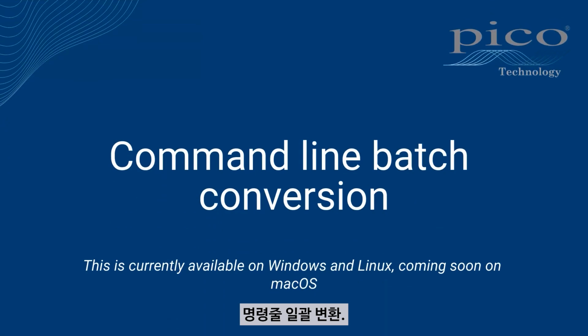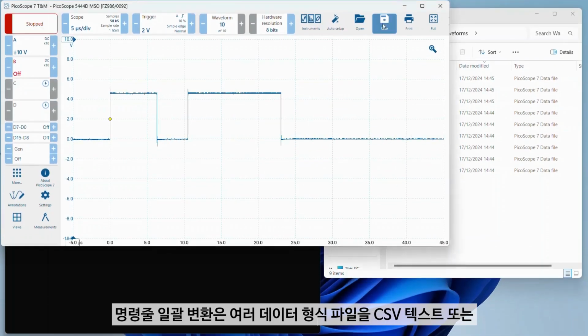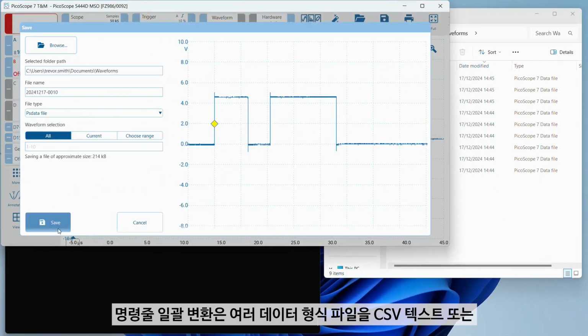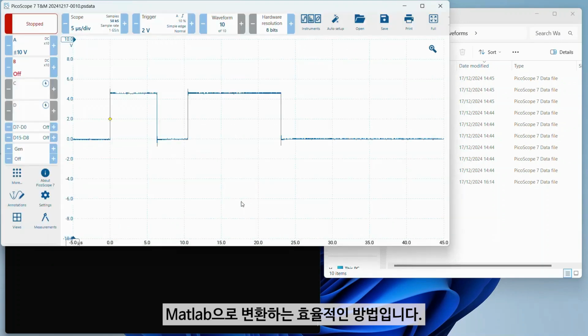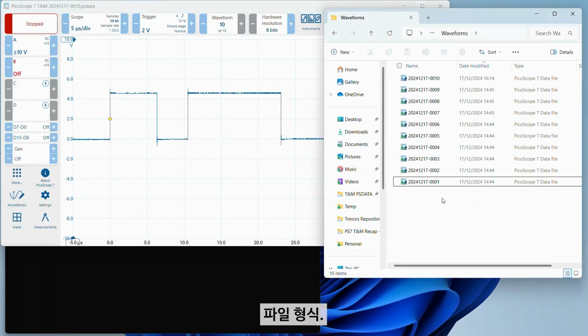Command line batch conversion. Command line batch conversion is an efficient way to convert multiple PS data format files to CSV text or MATLAB file formats.